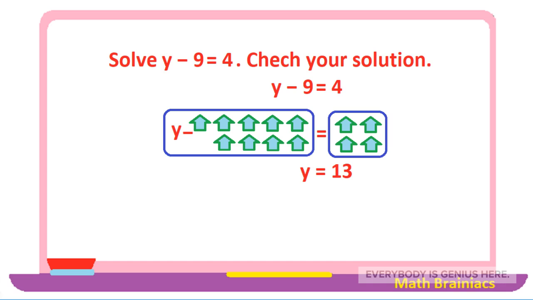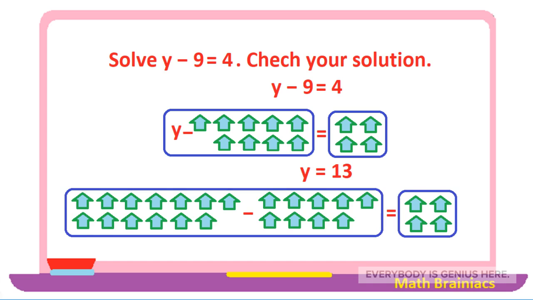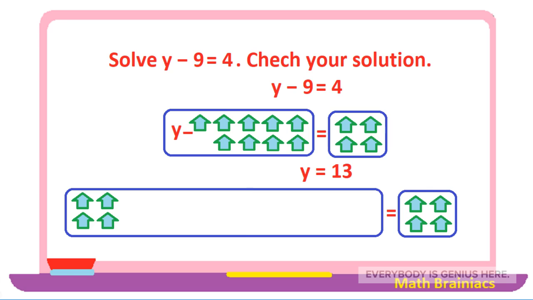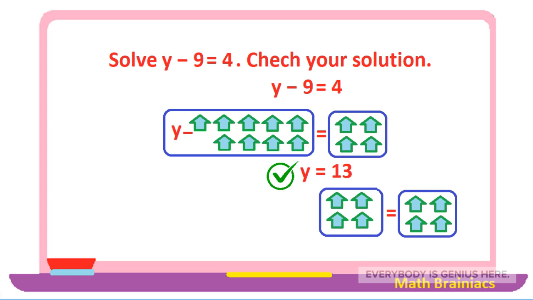Therefore, y is equal to 13. To check if our answer is correct, we're going to replace the y by 13 arrows in the model. So, 13 arrows minus 9 arrows is equal to 4 arrows. Upon removing the 9 arrows from the 13 arrows, it will give us 4 is equal to 4. Therefore, our solution y is equal to 13 is correct.